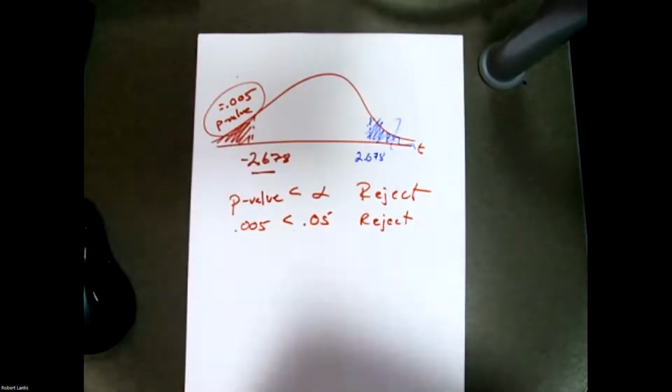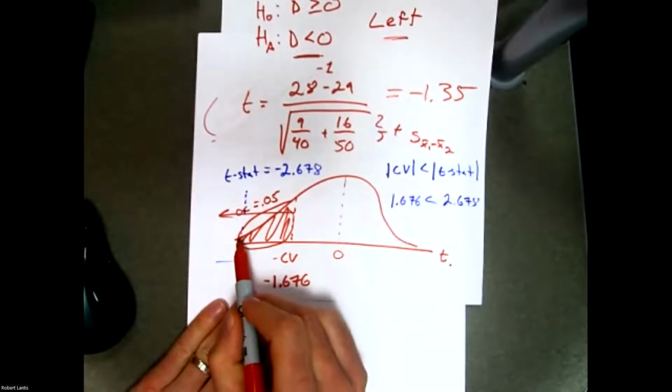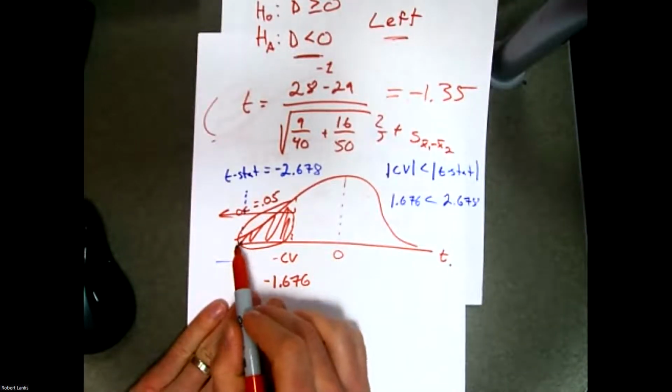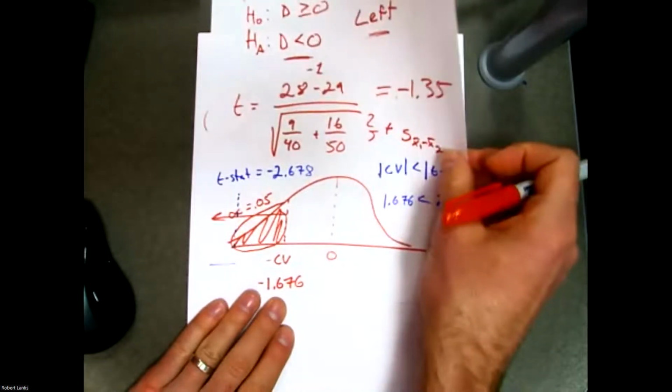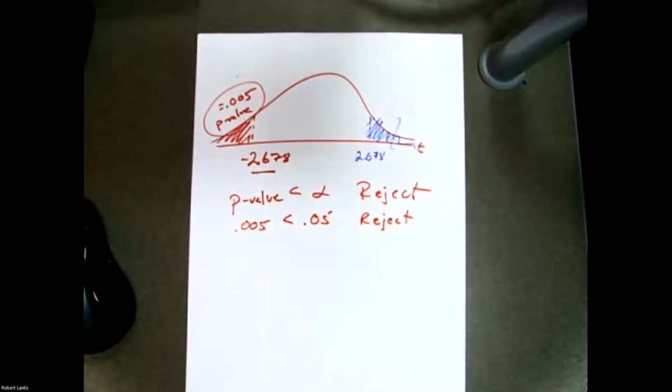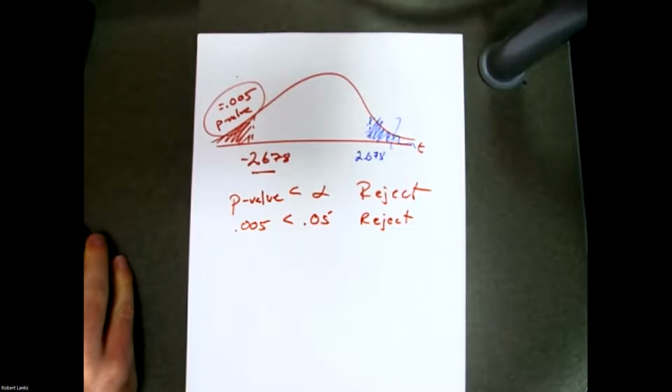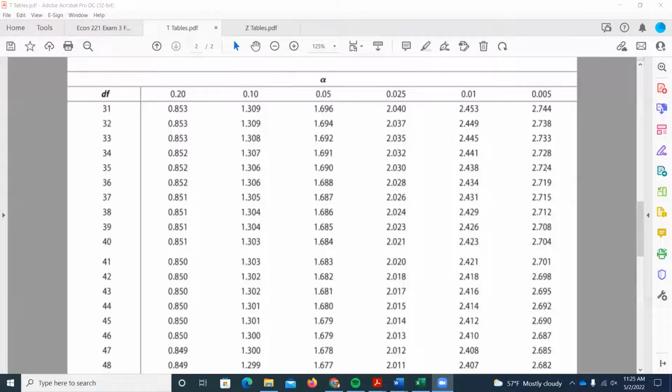Which, whoa, where did it go? Oh, here it is. Which was the exact same decision we made with the critical value approach, right? It was easily in our rejection region. Okay. Any questions on that before we keep moving here? All right. So the next set of questions.